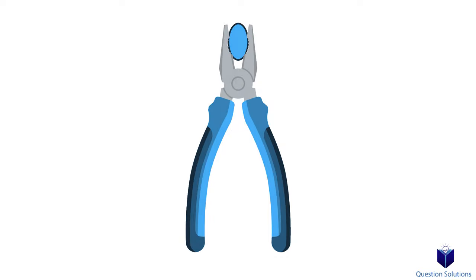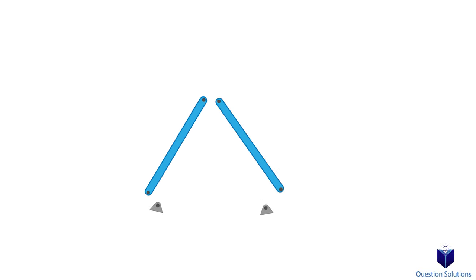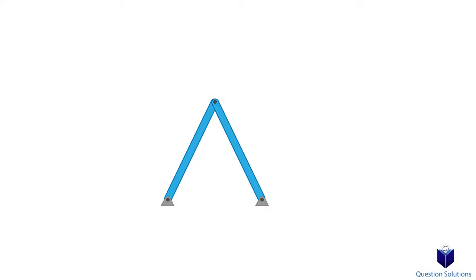Usually, frames and machines are structures which contain pin-connected members. So in this object, these are the pins and these are the members. We can figure out the forces in the pins and we can figure out the forces in the members. Most of the time, it is best to first think of this as a whole and figure out the reactions of the supports. When we do that, we only consider external forces being applied. These include support reactions and forces applied manually.